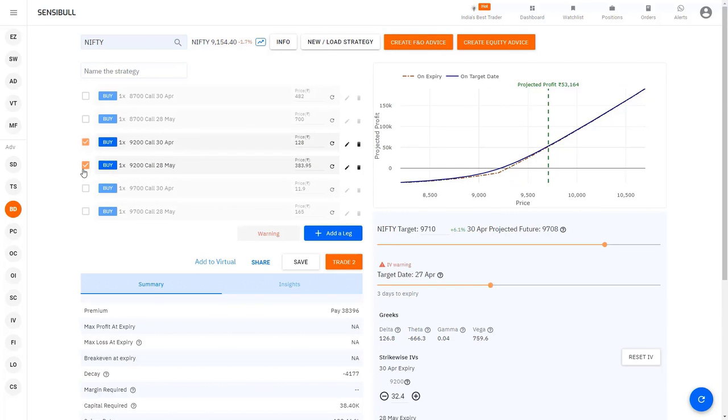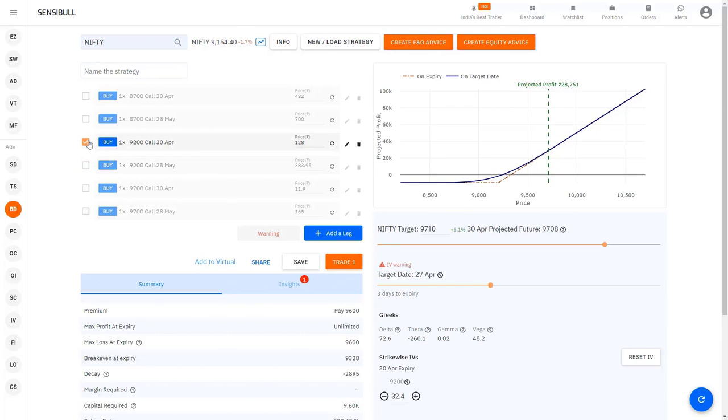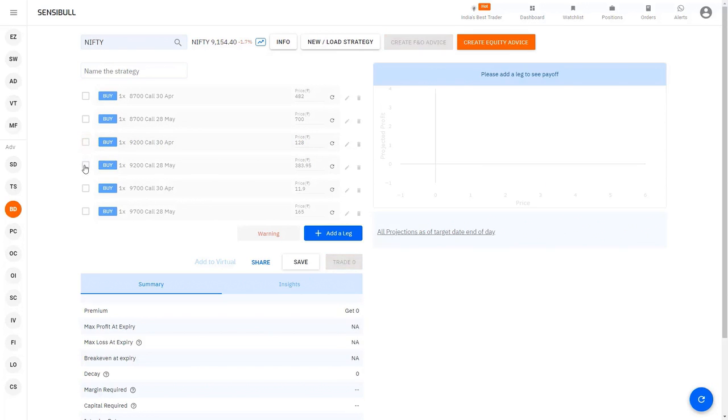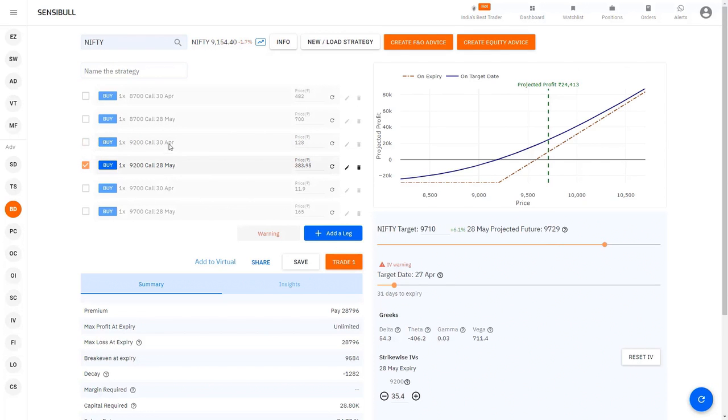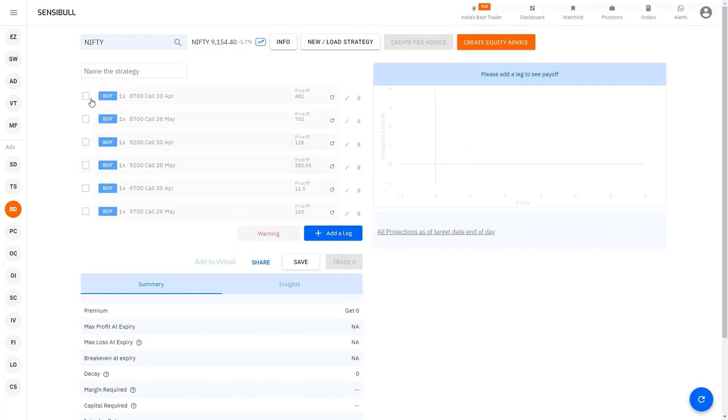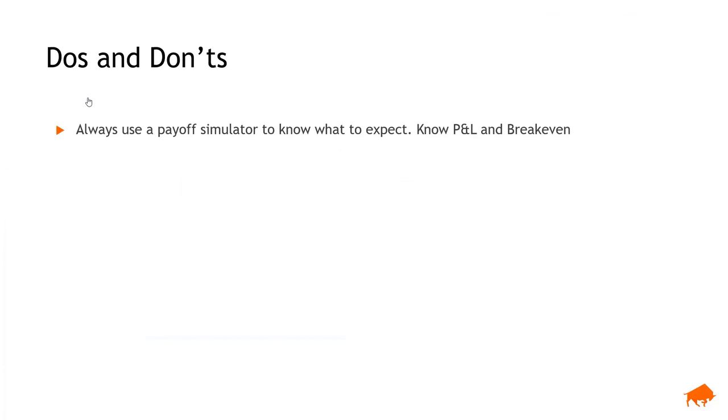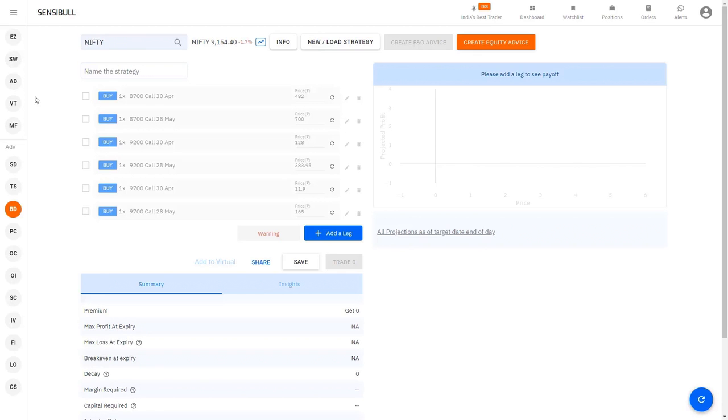See, 9,200 April, you saw all the things. 9,200 May, you saw all the things. Or you can compare it with 8,700 of April or May, whatever. But you have to do this comparative analysis to figure out what you are doing and what to expect in terms of P&L. You have to know your profit and loss at various levels and the break even, because if you are doing this without knowing it, then it's absolute suicide.